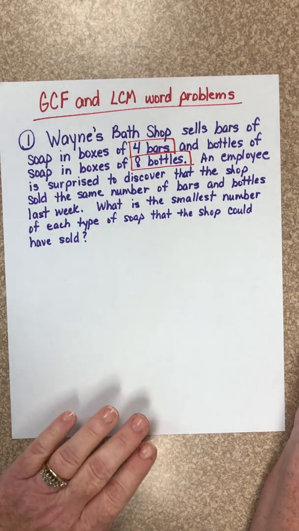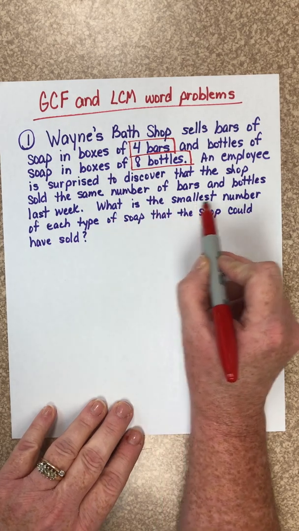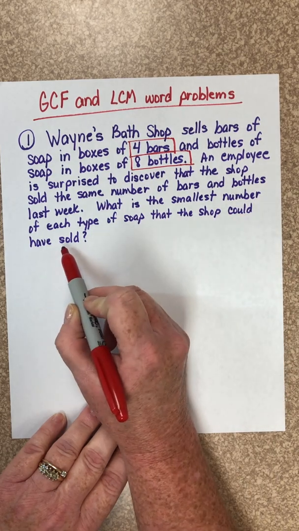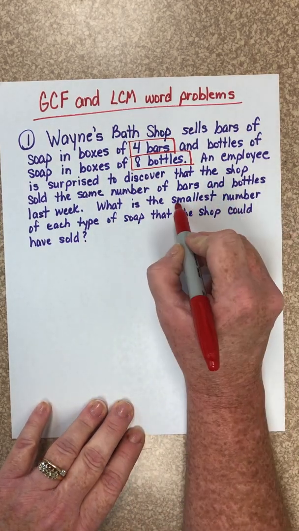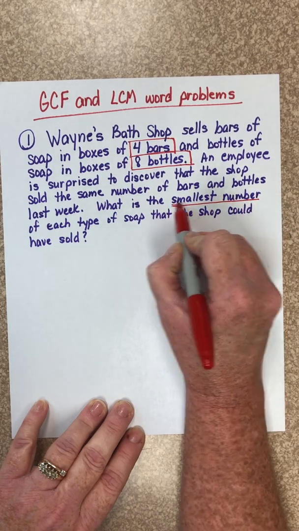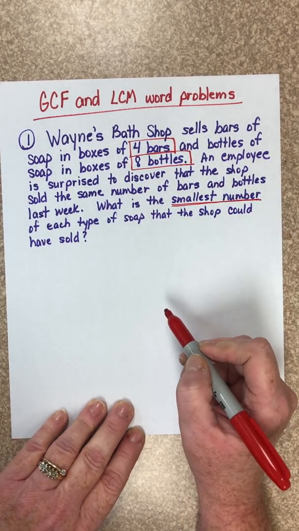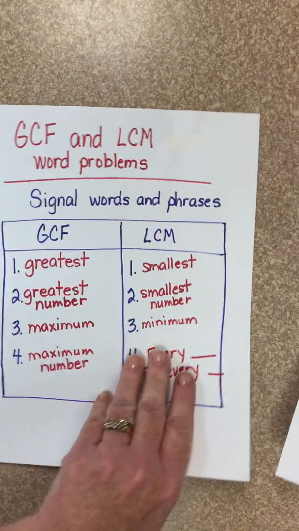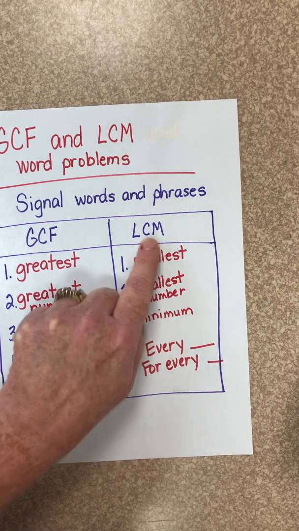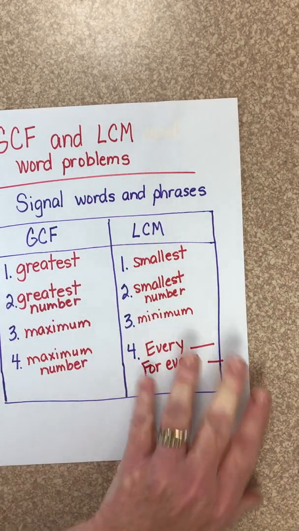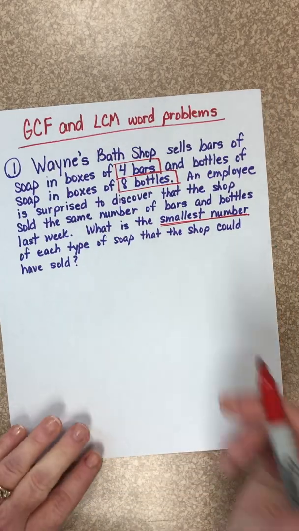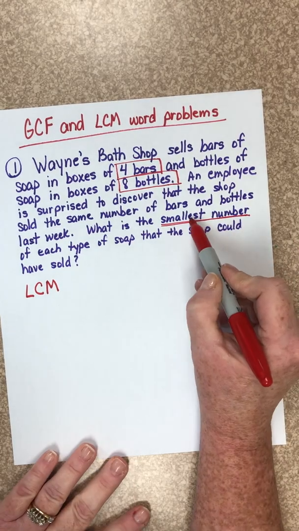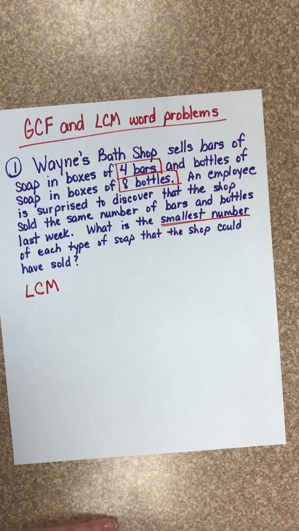So let's go to the question. What is the smallest number of each type of soap that the shop could have sold? Here it is, smallest number. That tells us what we're going to do. If we look back at the chart that we made, smallest number, we need to find the least common multiple. And our keyword here was smallest, or smallest number is the phrase.